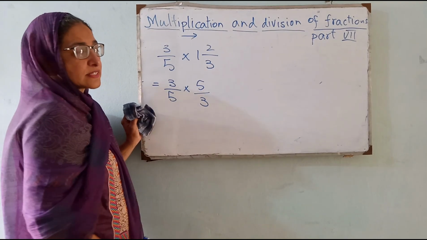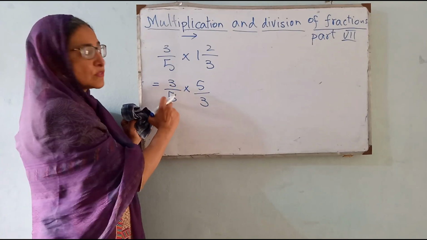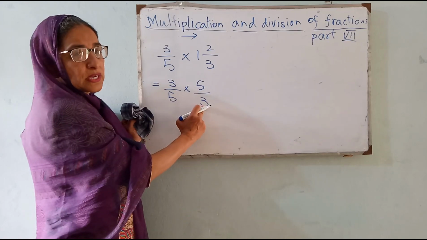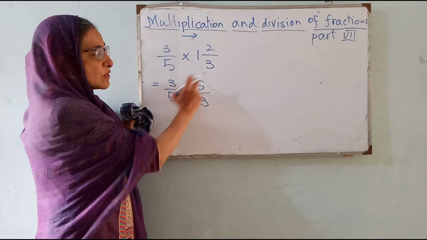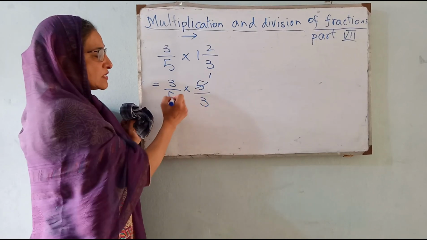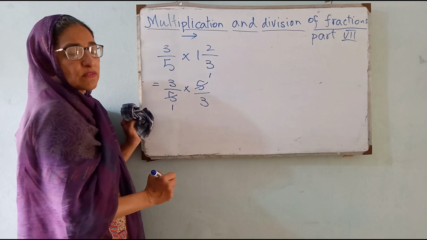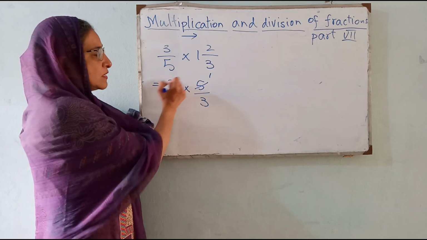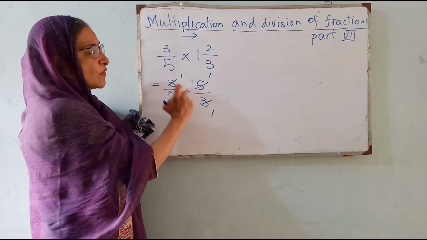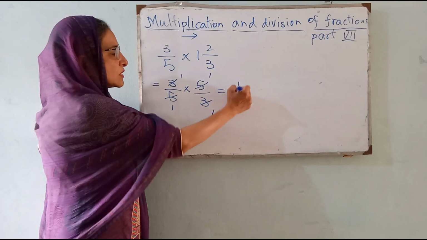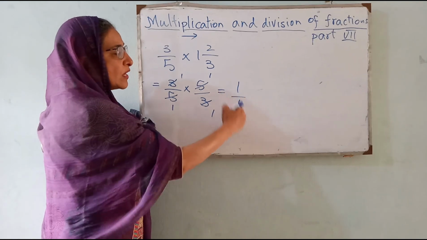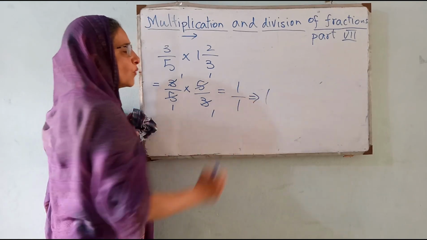And in this case, when I have to cancel, this 3 and 5 is not coming in one table. This 5 and 3 is not coming in one table. So I have to see the cross. 5 and 5, 5 divided by 5, 1 is the answer. 3 ones are 3, 3 ones are 3, and I am left with 1 multiplied by 1. So 1 multiplied by 1 is 1. 1 over 1 is equal to 1.